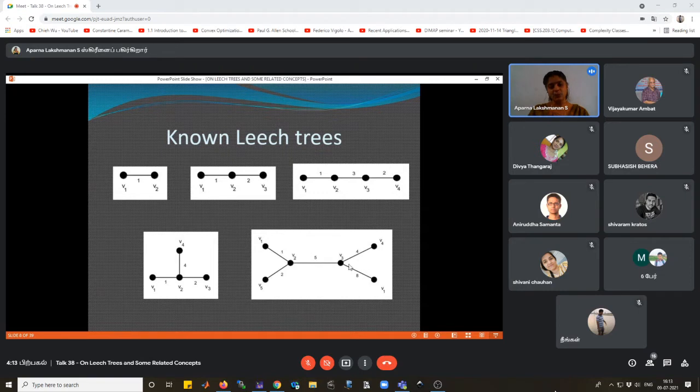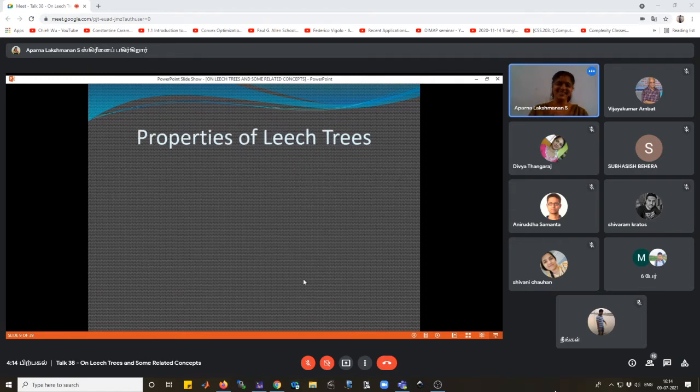Then 8 plus 4 gives 12. 8 plus 5 gives 13. 8 plus 5 plus 1 is 14. And 8 plus 5 plus 2 is 15. Here we have 6 vertices. So there will be 6C2, that is 15, paths. And we have seen that all path weights are attained by some of the paths in this. So this is again a Leech tree. So these are the 5 Leech trees known till date. If you are able to find one more Leech tree, then you can go for a publication. Okay.